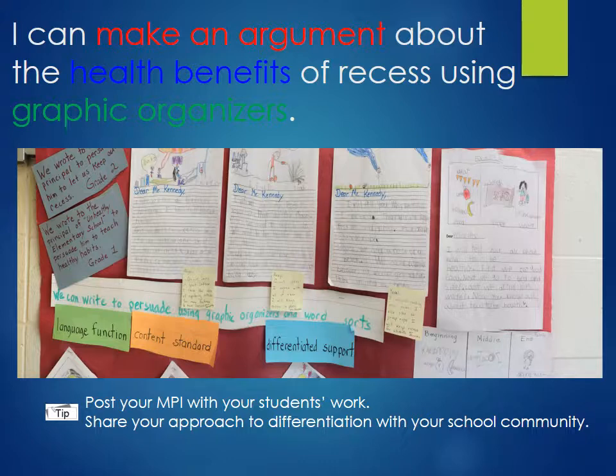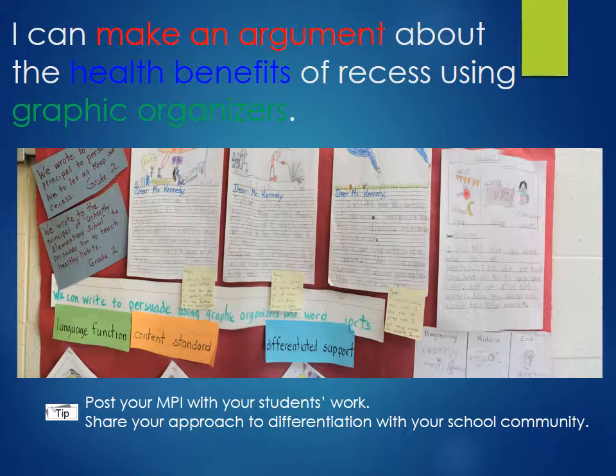Again, another example: you've got the language function in red, make an argument, the academic content stem, health benefits, and then the differentiated support, graphic organizers. This is all put together into one logical I can statement. And many teachers will put these MPIs, these I can statements, up on a board with their student work to show the connection of the objective to the work.